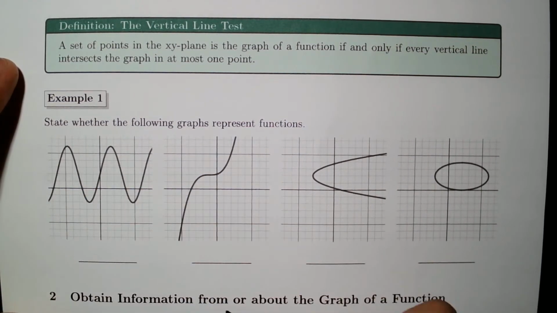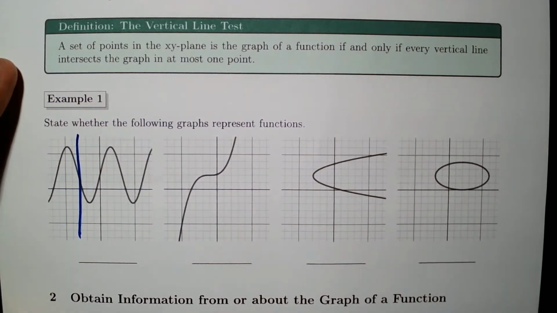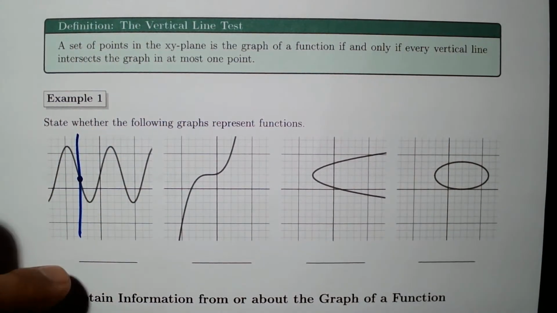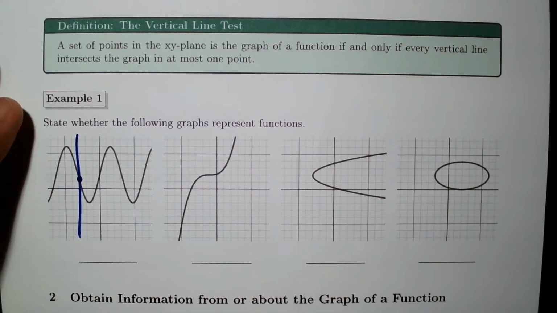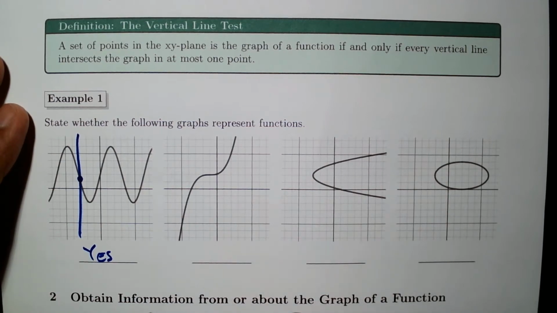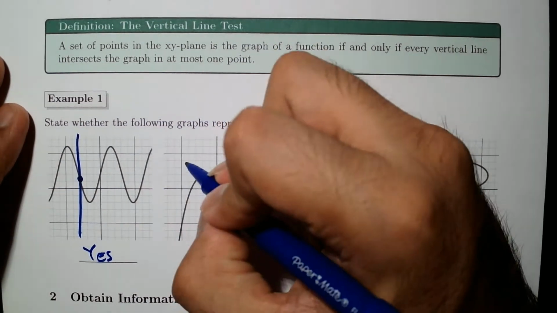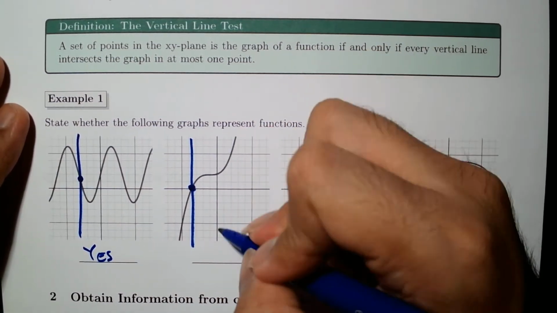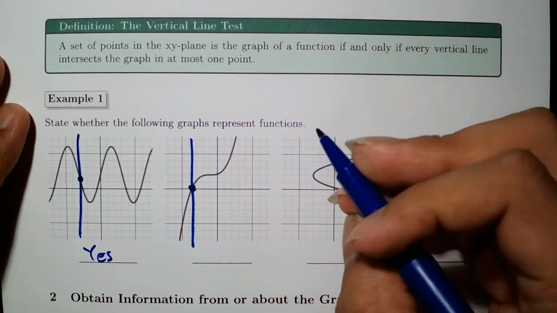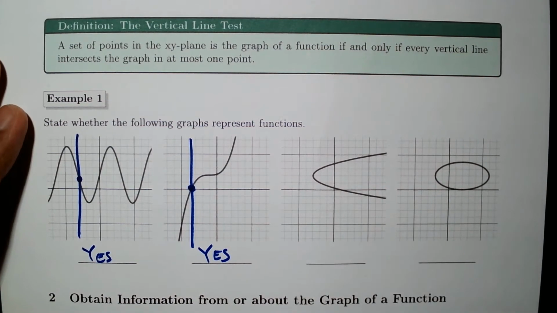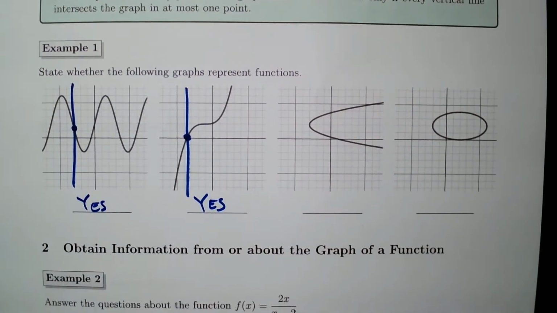In this case, I'm going to draw a vertical line, and we can see it only crosses once. Actually, anywhere you draw a vertical line, it will intersect only once. So yes, this is a function. For the second graph right here, if you trace a vertical line, it crosses only once, and just like the previous example, it's only going to cross once. So yes, it's a function.